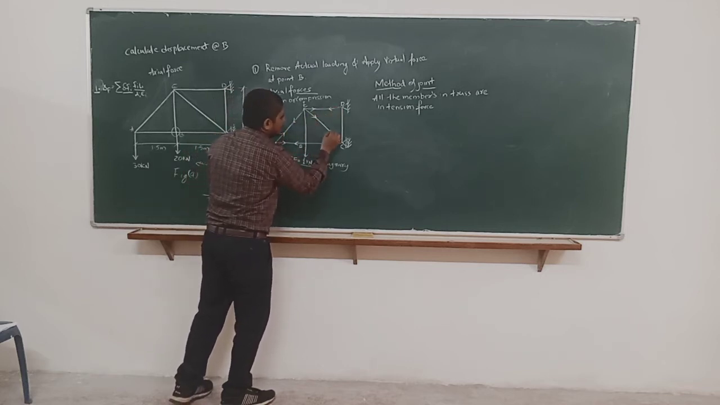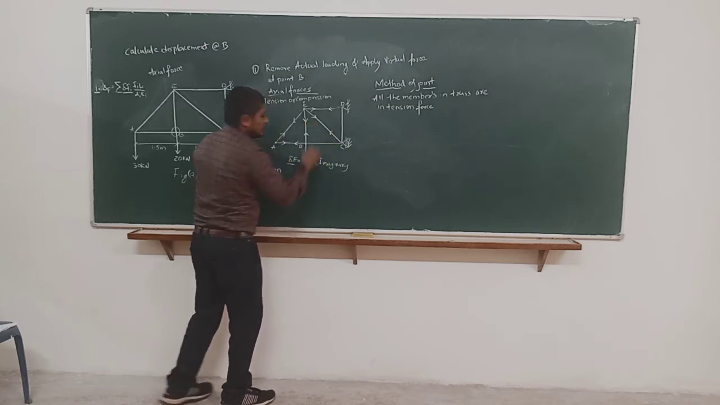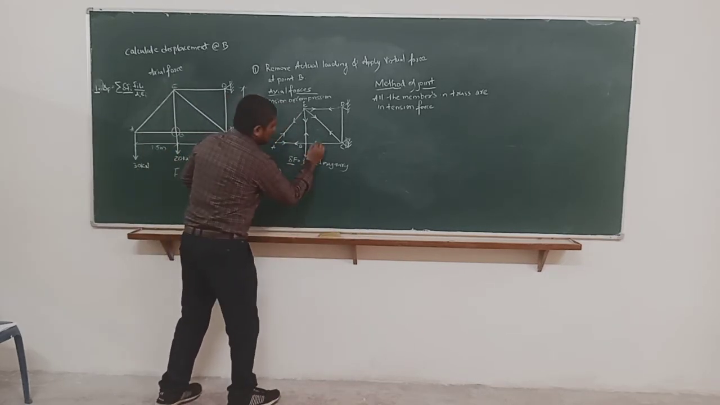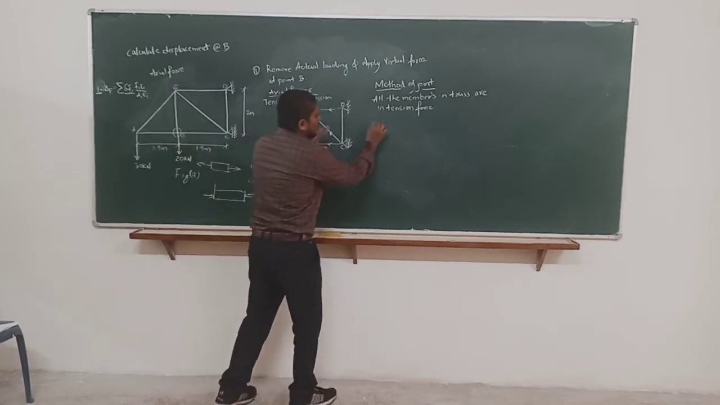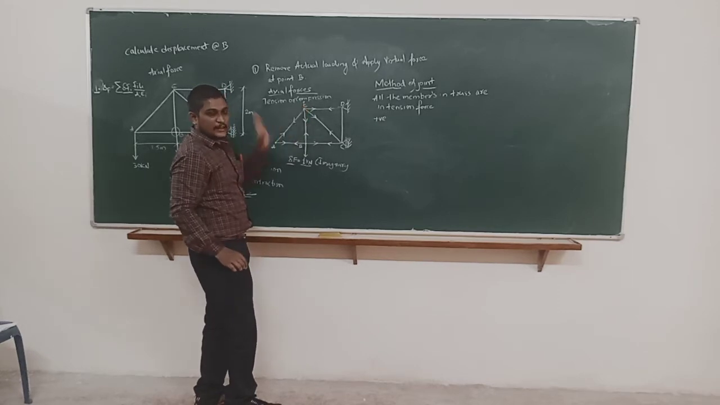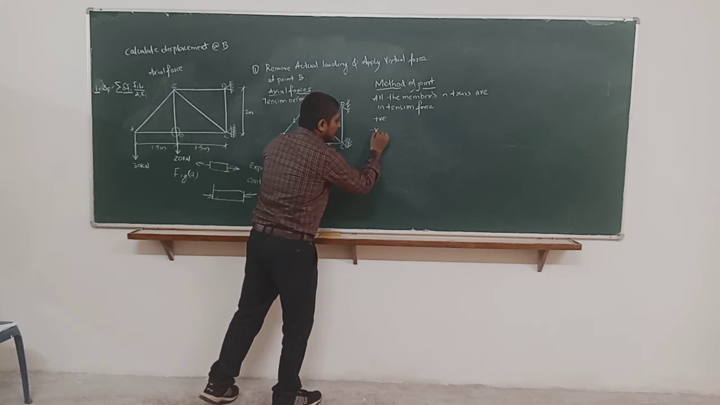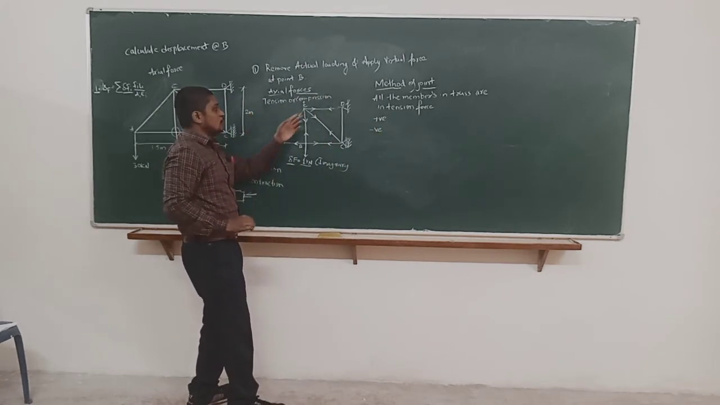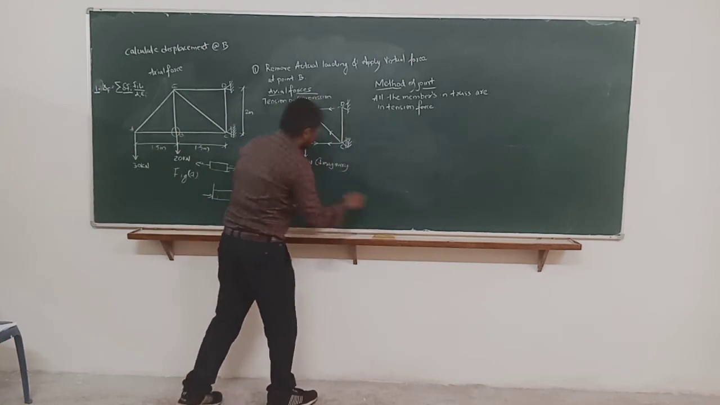So I am assuming initially that these members are in tension. Okay. So after solving, if I get a positive answer, it means whatever assumption I have made is correct. Okay. If the answer is not positive, if it is negative, then it indicates that the assumption I have made is wrong for the particular member.